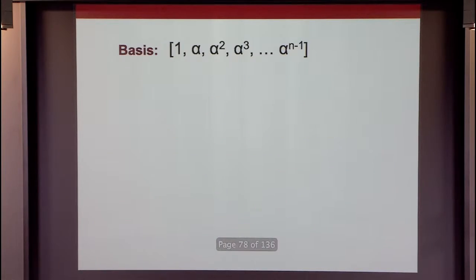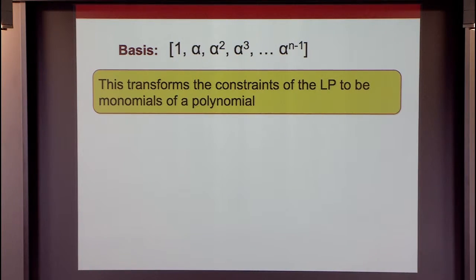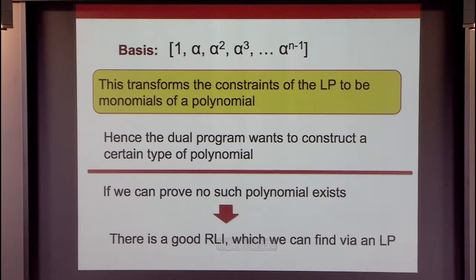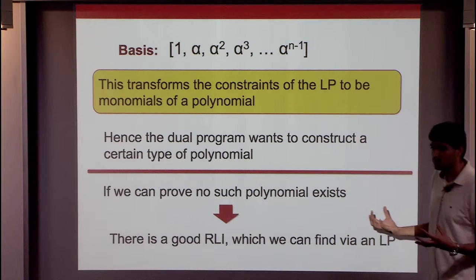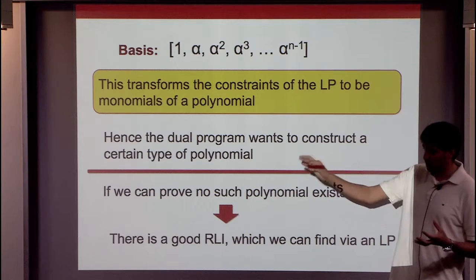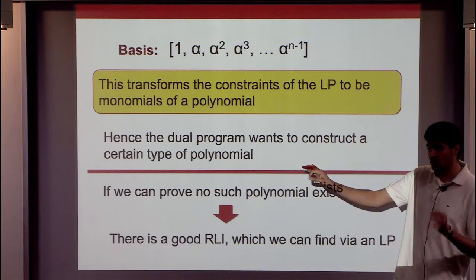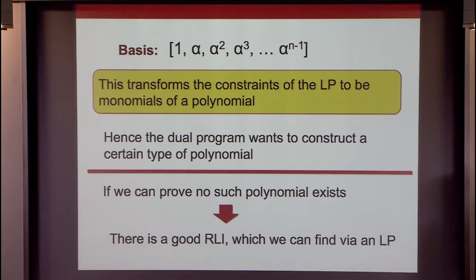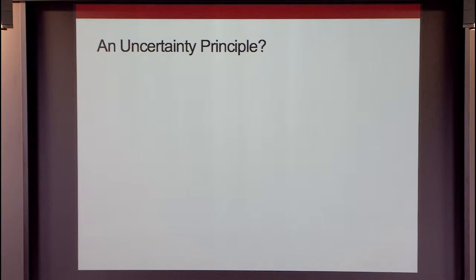This is the part where you're going to have to believe me, but let me tell you the new form of this convex program. It turns this convex program into what look like constraints on monomials of polynomials. The dual program asks to construct a certain type of polynomial. If we can prove that there is no polynomial of that form, it implies the dual program has no good solution, the primal has to have a good solution, and we can find it, which will solve our problem. So that's the basic outline. Let me tell you what that polynomial question is. That's where complex analysis is going to save the day.